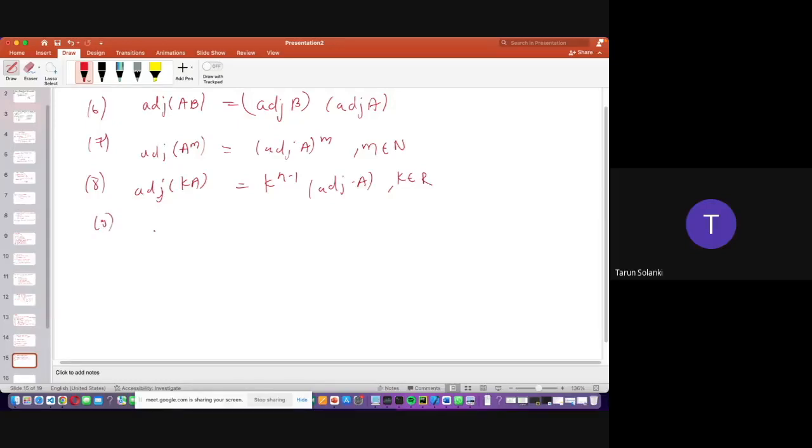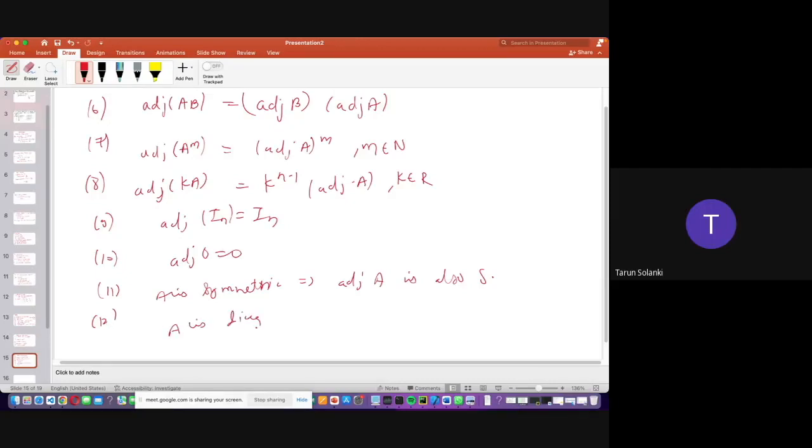Next, property 9th, adjoint In is equal to In. Next, property 10th, adjoint 0 is always 0. 11th, A is symmetric, then adjoint A is also symmetric. 12th, A is diagonal, adjoint A is also diagonal.